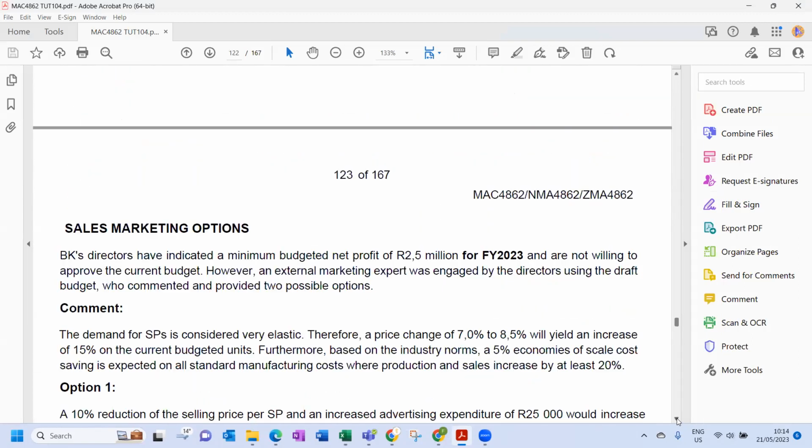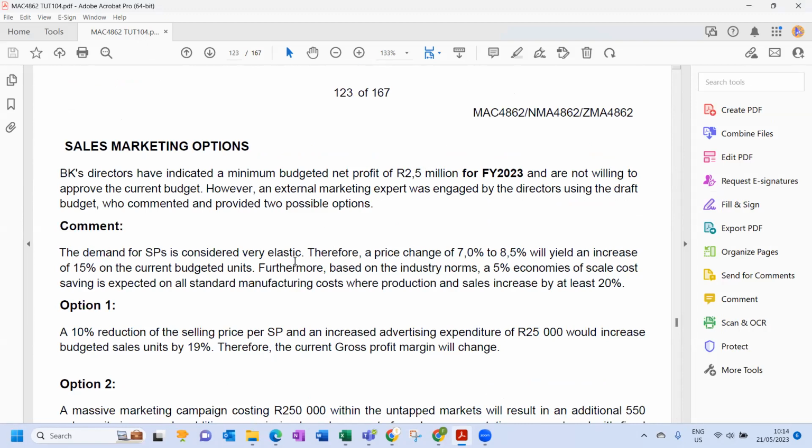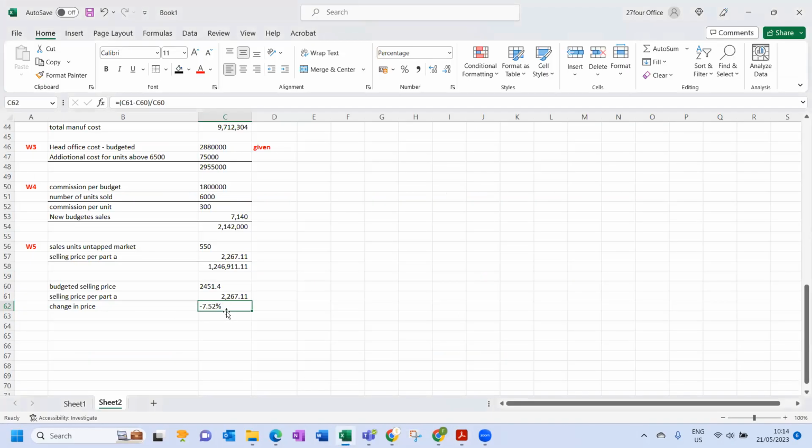So go back to the marketing expert's information. The marketing expert said if the price changed by 7 to 8.5%, there will be a change of 15% on the current budgeted units. Therefore, because the budgeted selling price currently is 2451, which is the incorrect price, and the correct price is 2617, if we use the correct price, there will be a change in price of 7%.